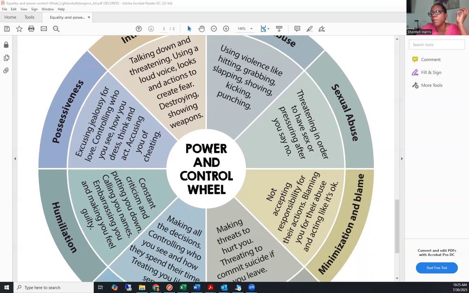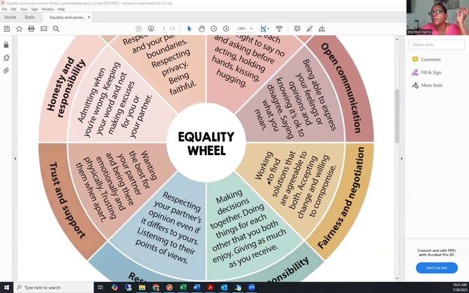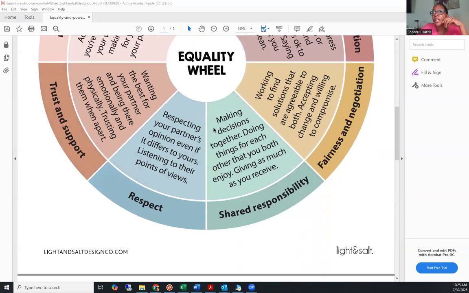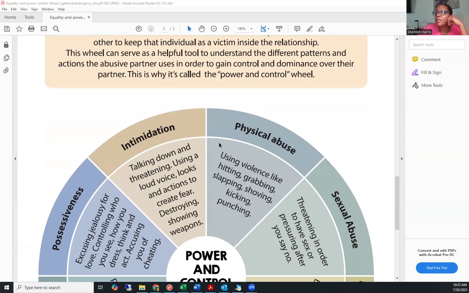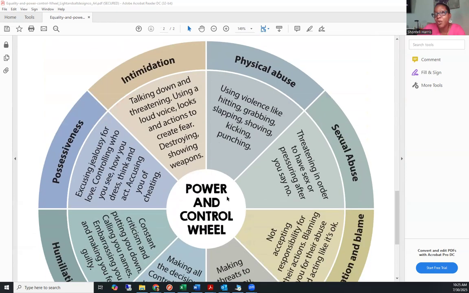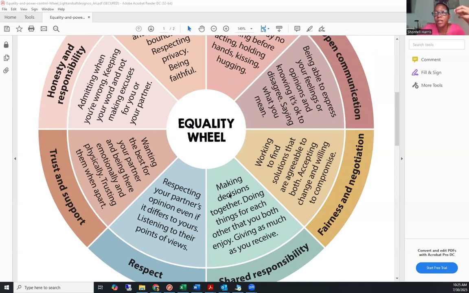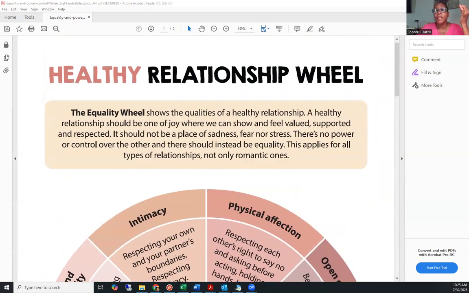So do you see the difference between the power and control wheel and the equality wheel? It's a complete difference. I want y'all to look at those two wheels, and I'll send the worksheets to see: am I more toxic, the power and control, or am I more healthy in how I am in my relationship with my family, my spouse, people I work with? Okay. All right. And let me know what you think about this.